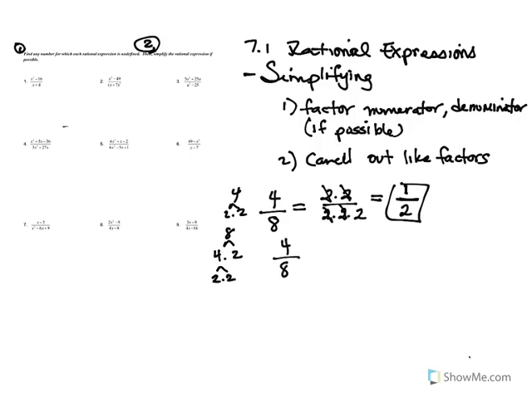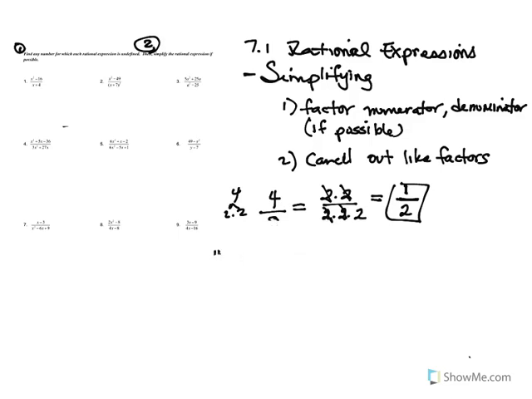Now, with 4 over 8, if you already know that they both share a 4, you could just divide out by that 4 at the top and the bottom. But it's important for us to understand the prime factor way because we are dealing with rational expressions that are going to have variable components in them. And so we need to make sure we know how to factor things down as much as possible so that we can then cancel out the common factors.